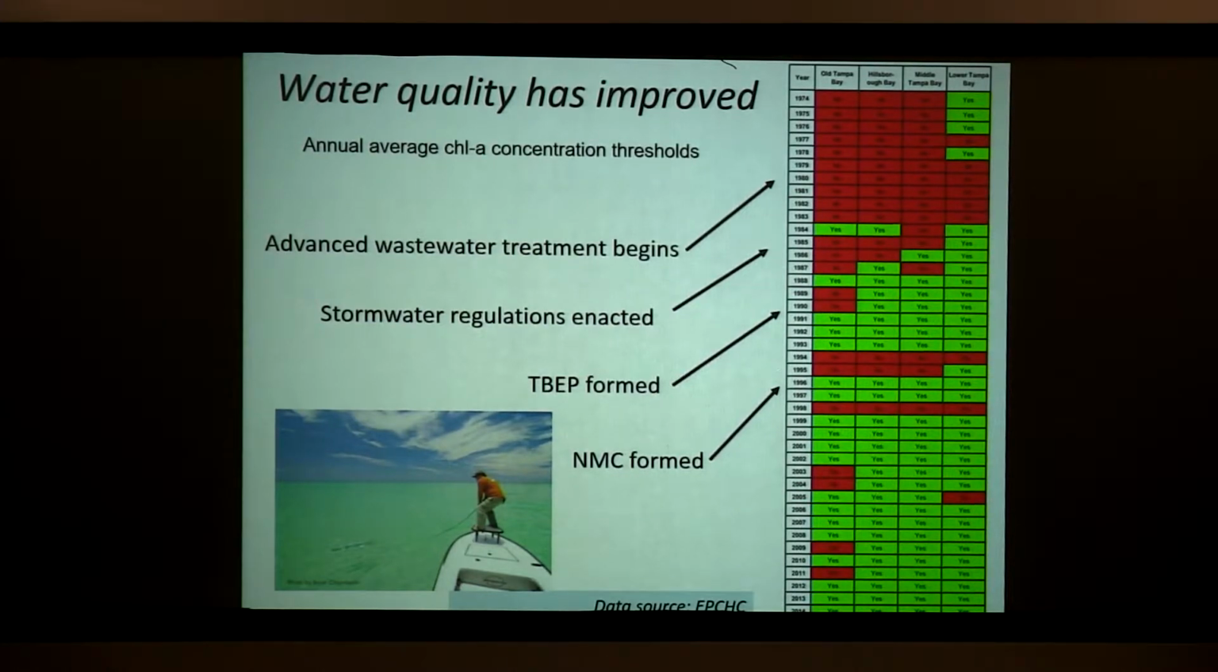Statewide stormwater regulations were enacted in the mid-1980s, again, a little while before we started seeing improvements. These years here were El Nino years, when we had a lot of additional nitrogen coming into the bay, as well as a lot of CDOM and fresh water, and we're not meeting water quality targets during those years, and have seen a gradual increase in water quality over time. We still are dealing with issues in Old Tampa Bay and are looking at several different options there.